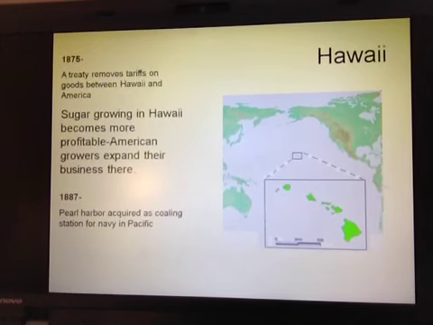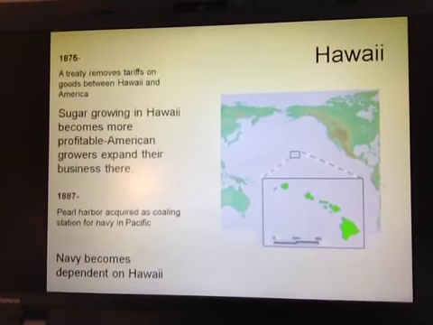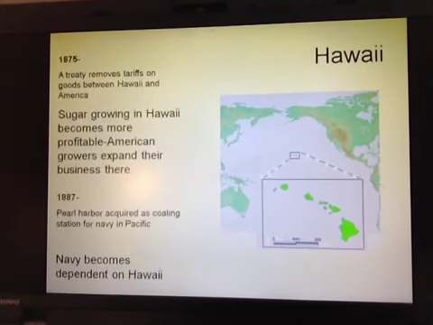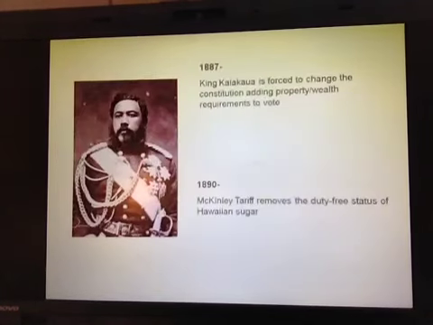In 1887, we actually acquire a naval base there. And so the Navy, our military, also becomes dependent upon Hawaii. In Pearl Harbor, the naval base there is key to our growing military strength and stability.